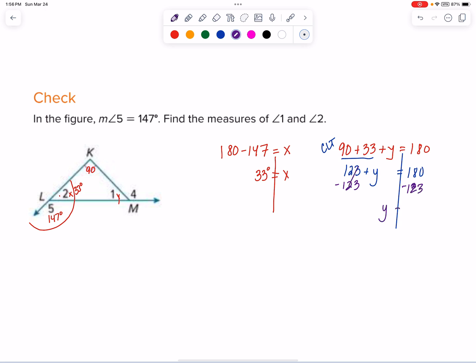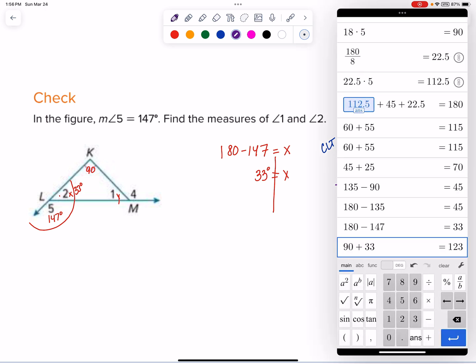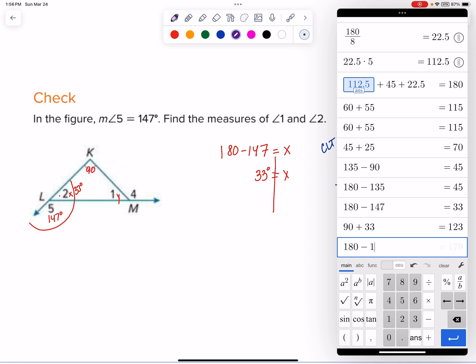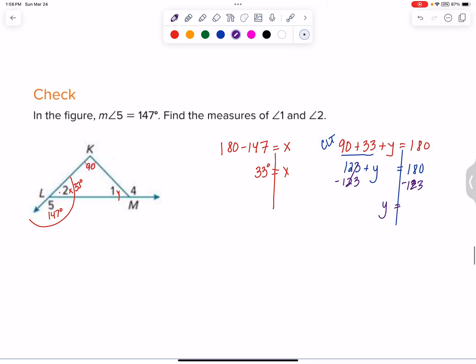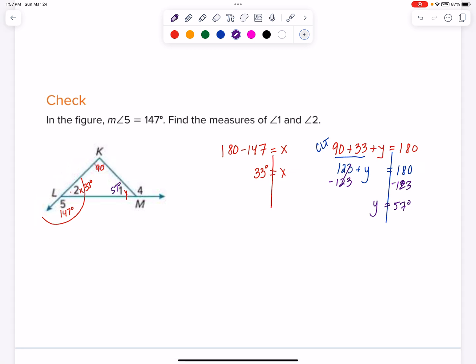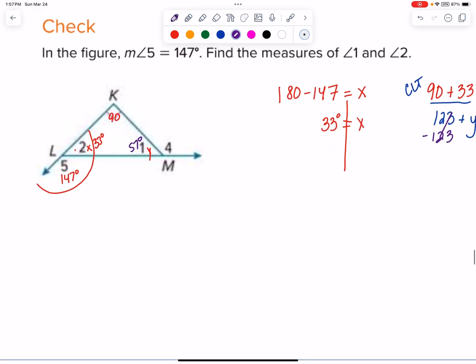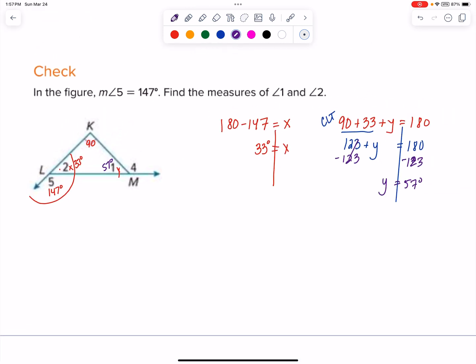And we have y equals 180 minus 123, and we have 57 degrees. Okay, so this spot is 57 degrees. So you can see, even though it looks like they're both 45s, sometimes things aren't drawn to scale, and so you have to trust the math, not your eyes.